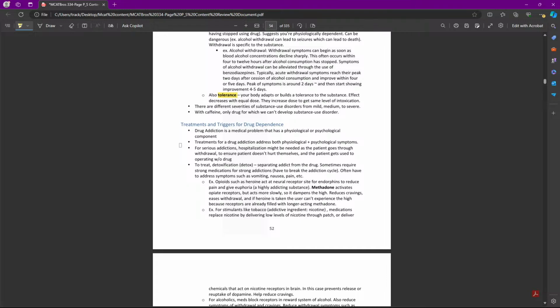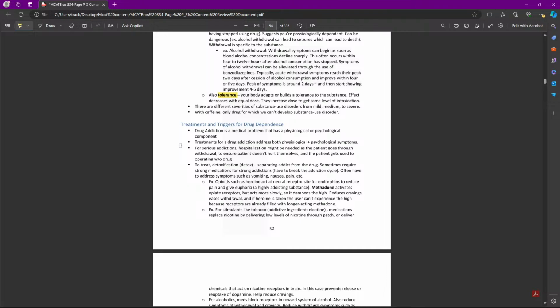Drug addiction is a medical problem that has a physiological and psychological component. Treatment for drug addiction addresses both physiological and psychological symptoms. For serious addiction, hospitalization might be needed and the patient goes through withdrawal. To ensure the patient doesn't hurt themselves, the patient needs to get used to operating without the drug. For detoxification, separating the addict from the drug is required, sometimes requiring strong medication for strong addictions. Symptoms such as vomiting, nausea, and pain are often addressed.